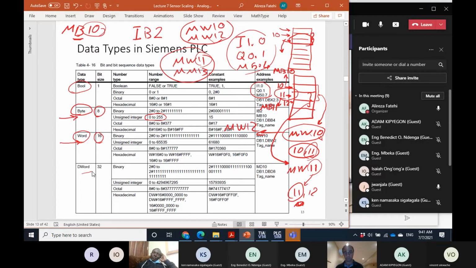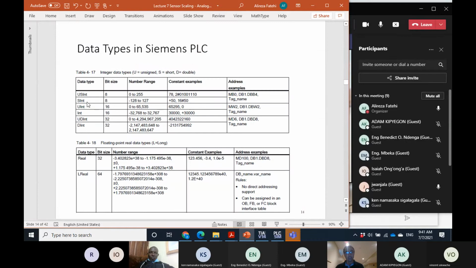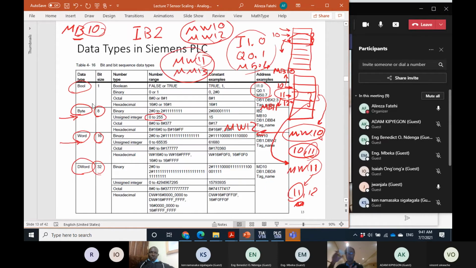The other one is double word. For double word, 32 bits are used. 32 bits can represent a very large integer number. Also, there are others. For the integers, this is regarding the cell of each pack of data. It could be a boolean, a byte, a word, or a double word: 1 bit, 8 bit, 16 bit, or 32 bits. This is the structure.